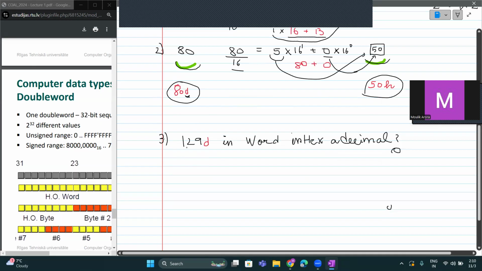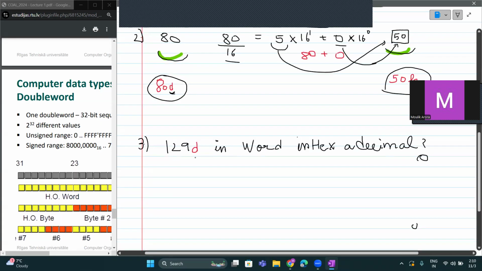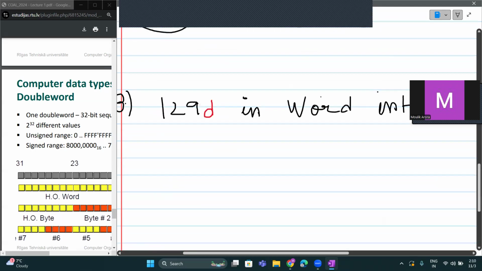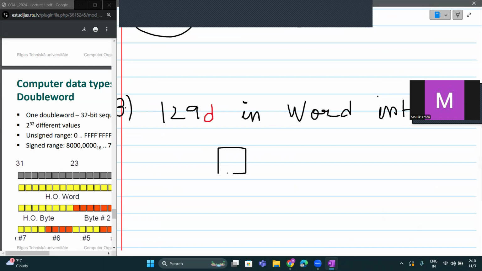Now, this is a question. We want to write 129 decimal in word to hexadecimal. First of all, what is a word? A word is basically 2 bytes. So this is the first byte, this is the second byte.